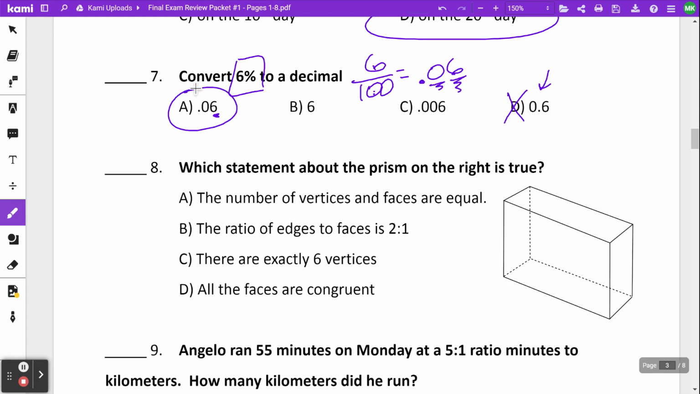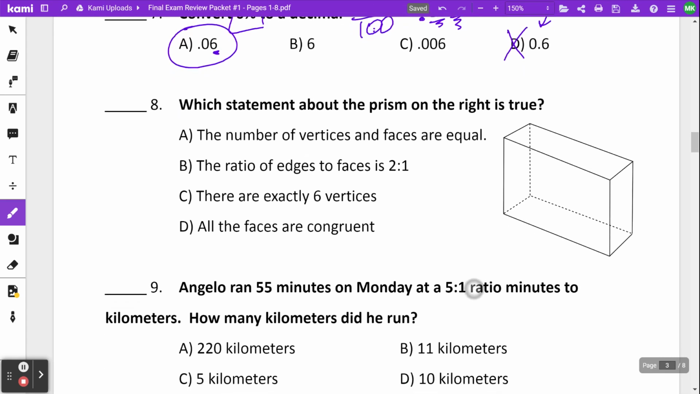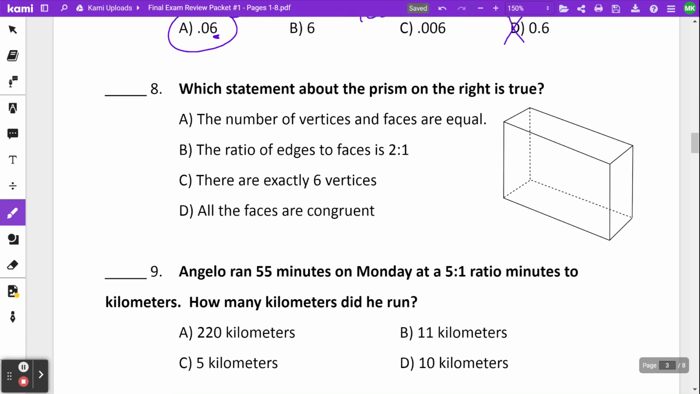A. Okay. Let's see, which statement about the prism on the right is true? Well, vertices and faces. Oh, okay, faces. Well, the faces are the flat parts, right? That's a face. Vertices are the corners, right? That's vertices. Okay. Edges are where the faces meet. That's an edge. Okay.